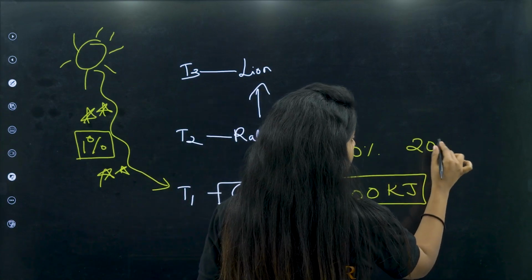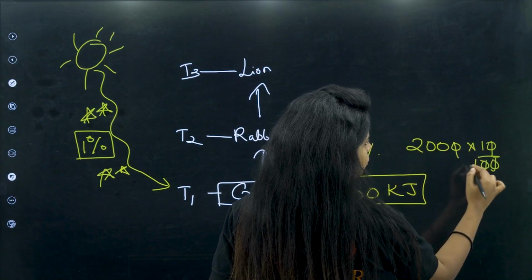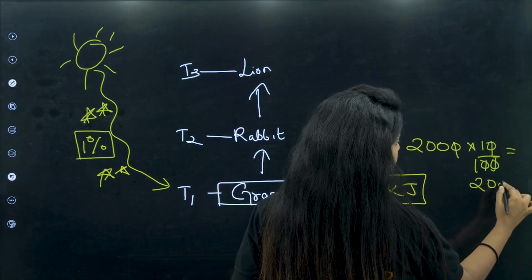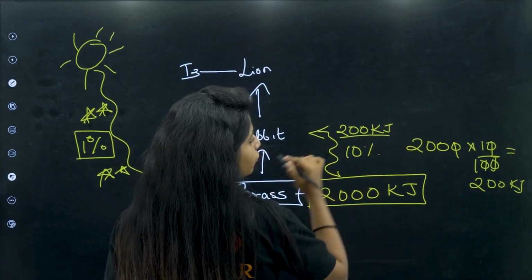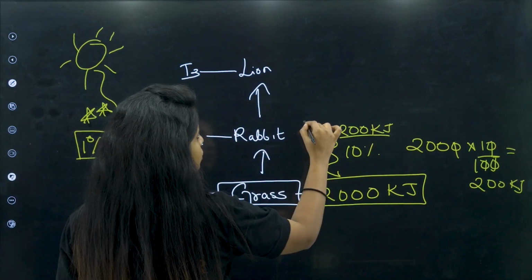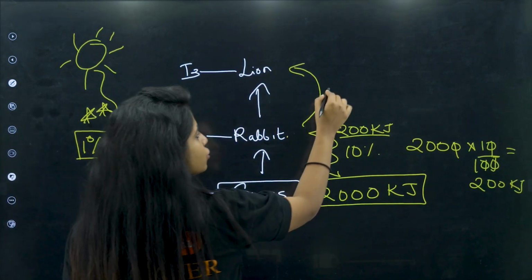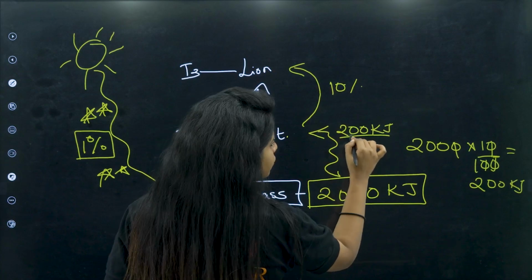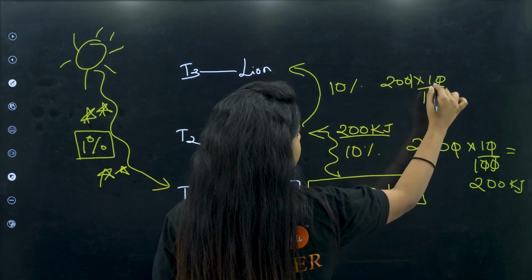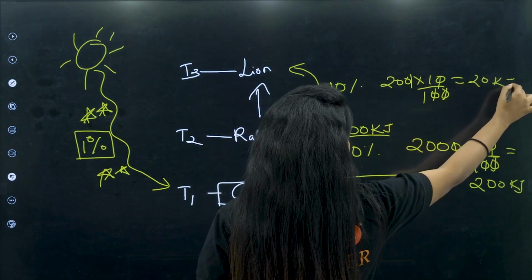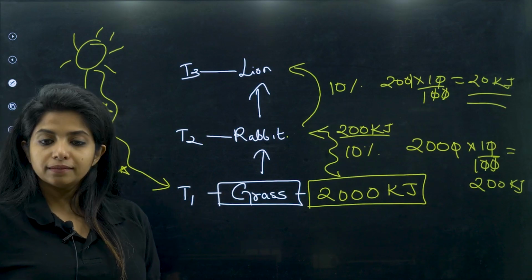That means if you say 2000, then what is the 10% of 2000? You do 10 by 100, zeros cancel, and you get 200 kilojoules. So this one will have just 200 kilojoules of energy. Now when this is eaten up by the lion, how much energy does the lion get? Again, just 10% of this number. So 200 into 10 divided by 100, zeros cancel, and you get 20 kilojoules of energy. Only 20 kilojoules.